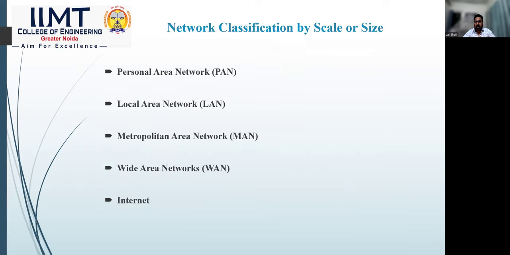Now come to the network classification based on the scale or the size of the network. Here we can categorize the computer networks in five categories on the basis of scale or size. The first one is personal area network or PAN, that is the smallest computer network. Next one is the local area network, also known as LAN. Next is the metropolitan area network, known as MAN. Next is wide area network, known as WAN. And the last one is internet.